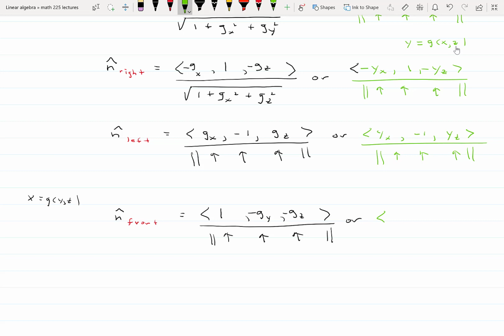x is a function of y and z, but we're talking about the front direction, so we'd like the x component to be positive 1 for the front. In the back direction, we'd like x to be negative 1. So in the front direction, x is positive 1, so negative x sub y, negative x sub z, divide by the length of the vector above.